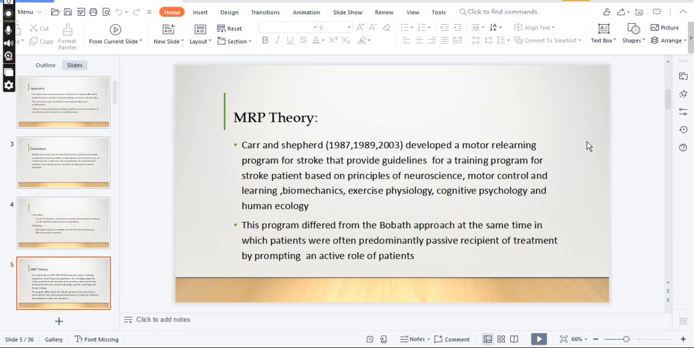MRP theory. Okay, this is something like the history of the theory. Carr and Shepherd developed a motor relearning program for stroke that provides guidelines for a training program for stroke patients based on principles of neuroscience, motor control and learning, biomechanics, exercise physiology, cognitive psychology and human ecology.